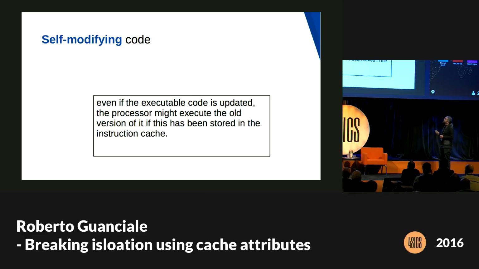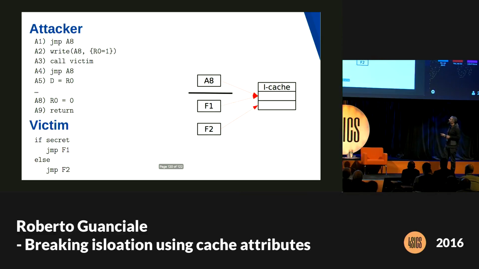So we also experimented with some other weird behavior of the hardware, some other misbehavior. For example, where you have self-modifying code. And we managed to extract a crypto key by using self-modifying code and discovering the secret if the victim has a control flow that depends on the secret.